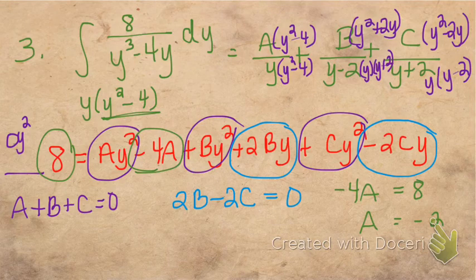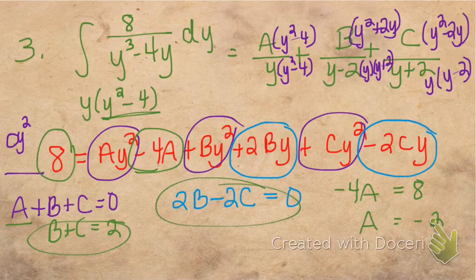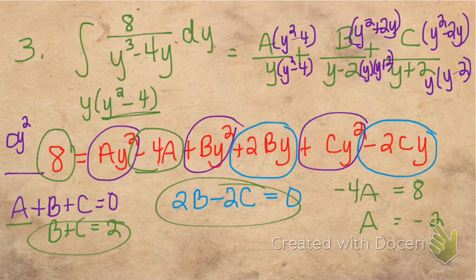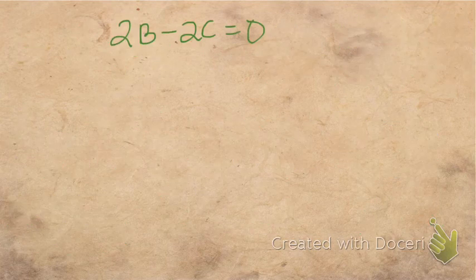Now I can't plug in a into the second equation, but I can plug it into the first equation here. Negative 2 plus b plus c equals 0. That would give me b plus c equals positive 2. And now to solve it, I have this equation and this equation that you can do elimination on. I'll do that separately. 2b minus 2c equals 0. And b plus c equals 2.